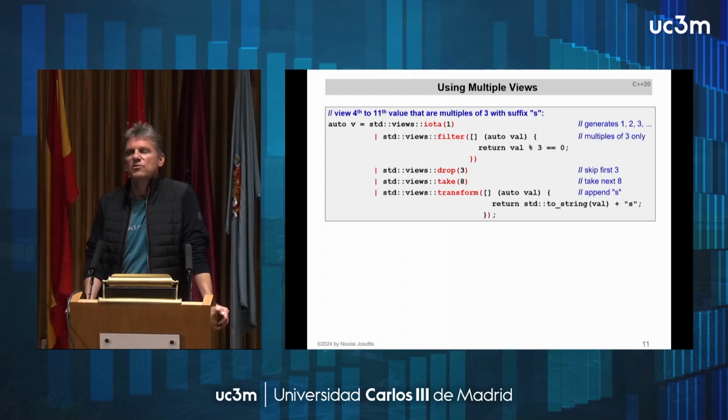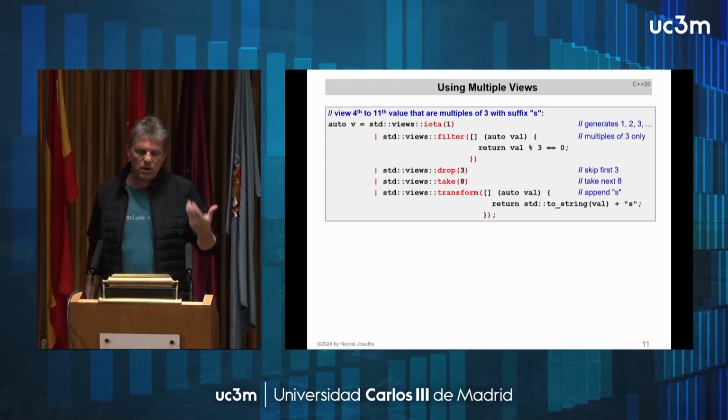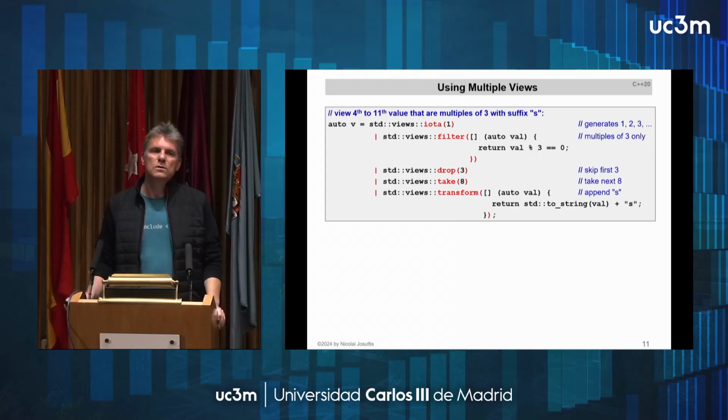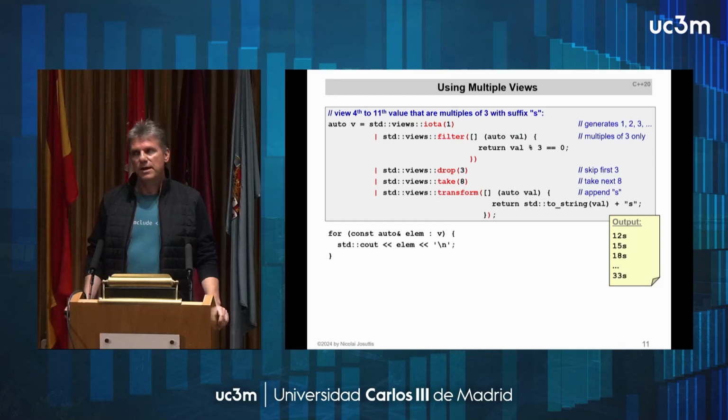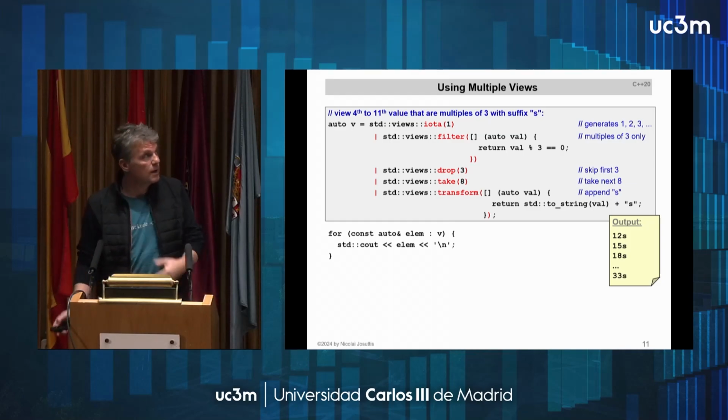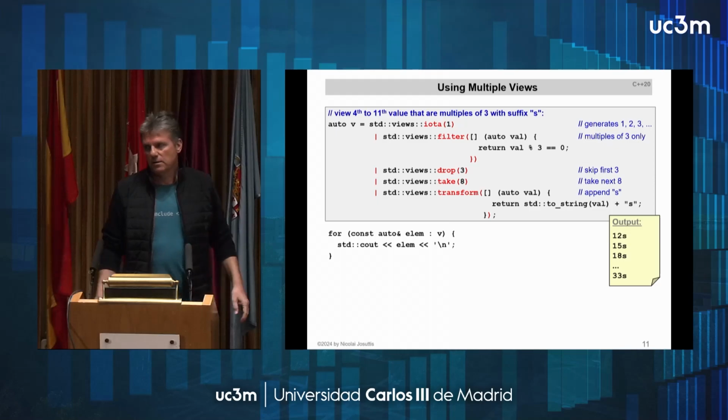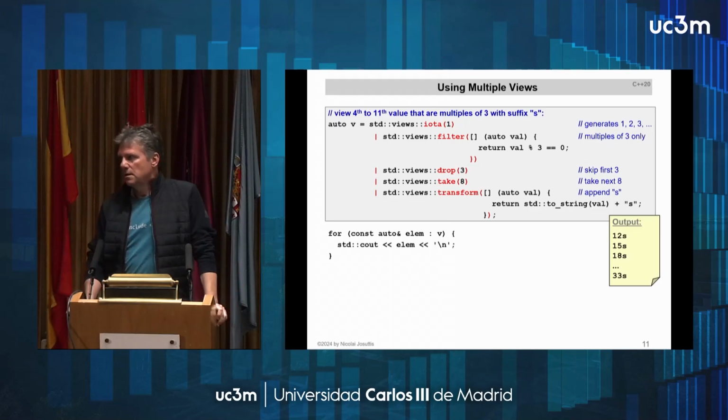The type is very interesting. You definitely don't want to write it because it's a transformation on a take, on a drop, on a filter on an IOTA view. And so auto is our friend here. And then let's iterate over this view. And here's the output. Great technology, awesome technology. Looks very promising that we can, just by combining building blocks, create and describe what we want to do with the elements of collections, ranges, and so on.